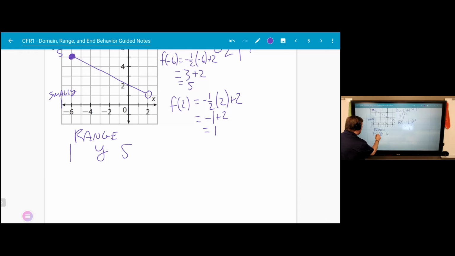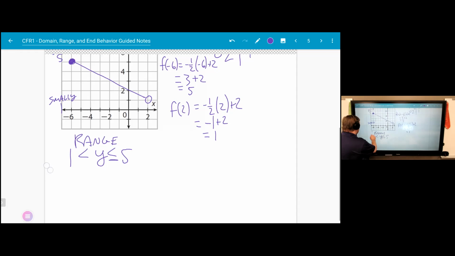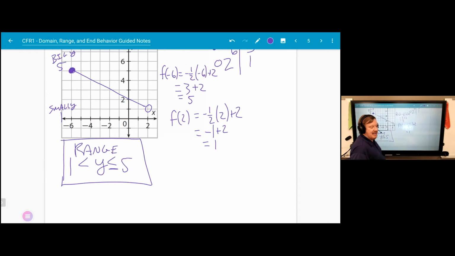I know it's got to be bigger than 1 and less than 5. And it can't equal 1, so I'm not putting an underline. I'm not putting the or equal to. But it can be 5, so I'm going to say or equal to. So this reads as 1 is less than y, which is less than or equal to 5.